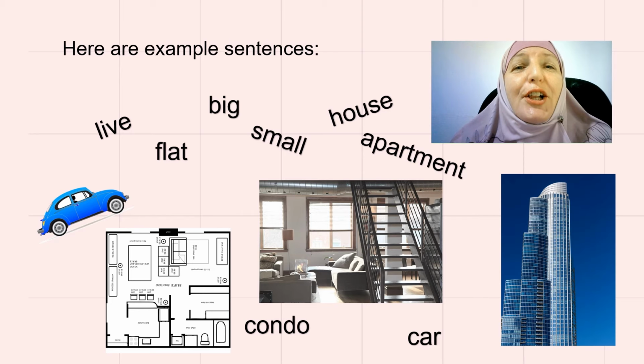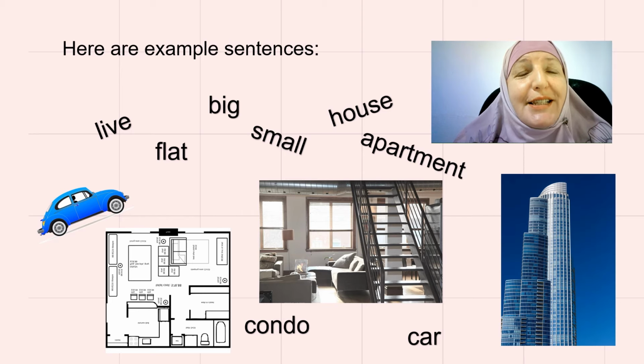I live in a small apartment. She lives in a big condo. That is a small blue car. The big condo has 3 windows. I live in that tall building over there. So you can use any words that you want, but this is a good time to practice. And it helps you understand the patterns and how we organize words in sentences.